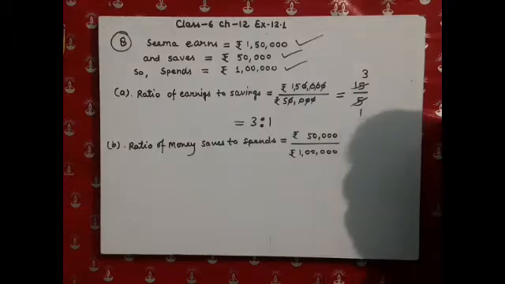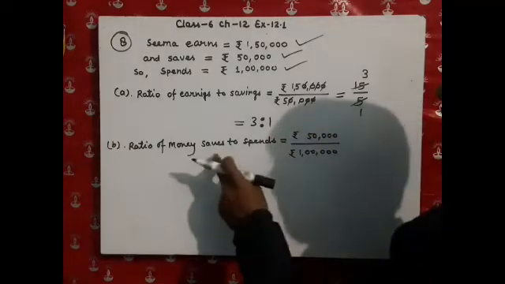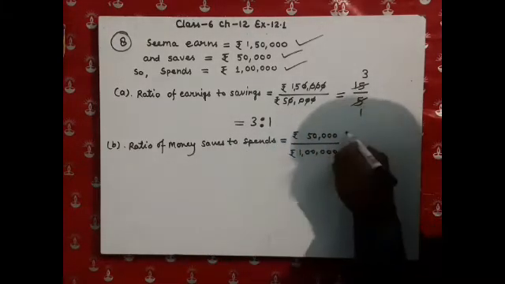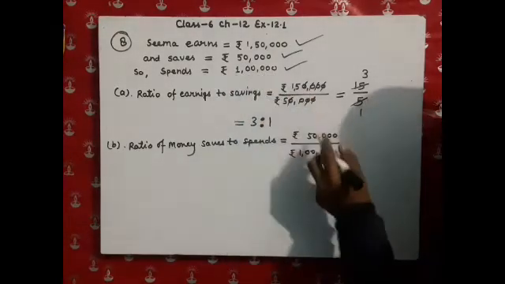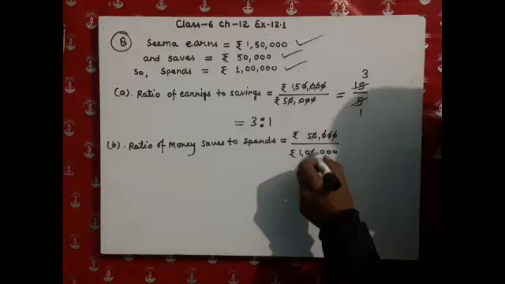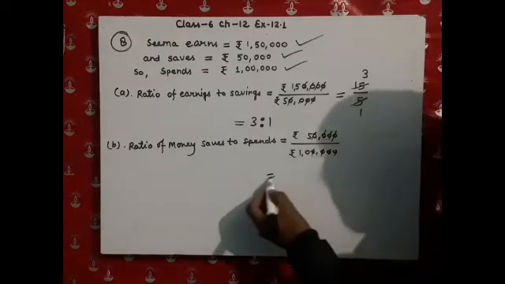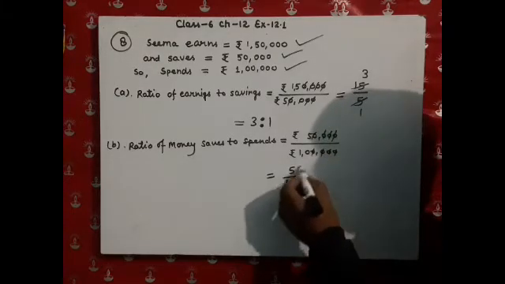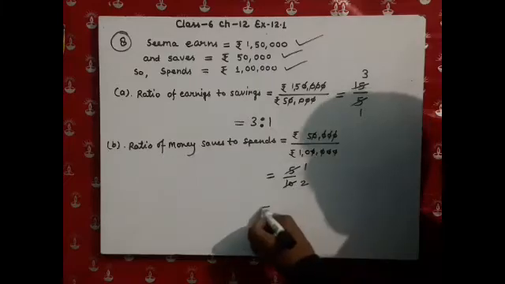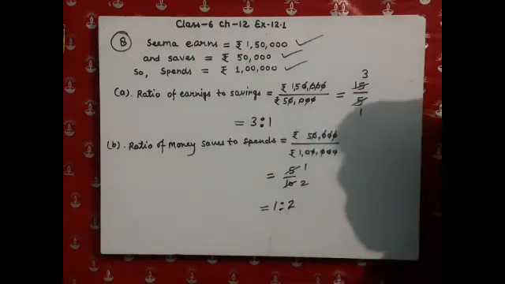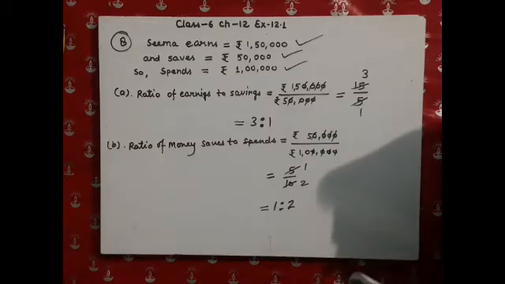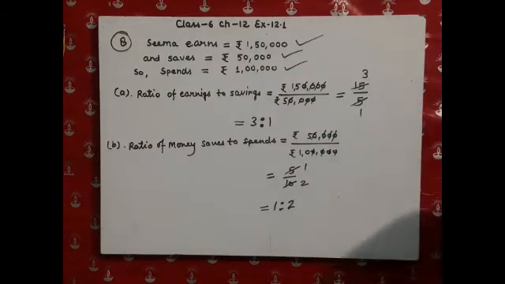Now going to the B part. Ratio of money saved to spends. So here saving is 50,000, spends are 1 lakh. Here the spends are given. So now we are going to reduce the zeros. So here it becomes 5/10. 5 1s are 5, 5 2s are 10. Now ratio becomes 1:2. So this is the solution of question number 8. Now going to question number 9.